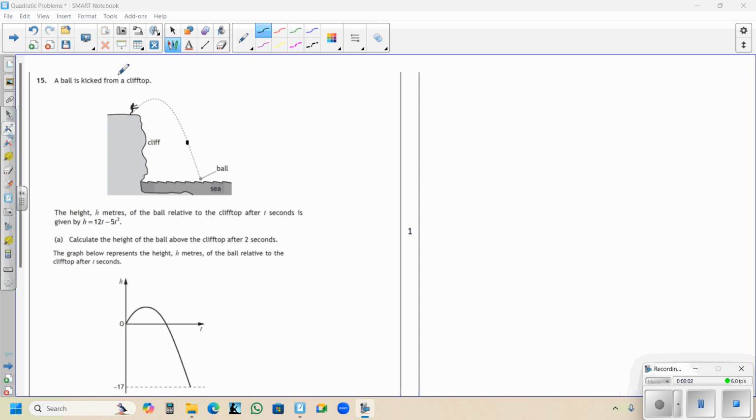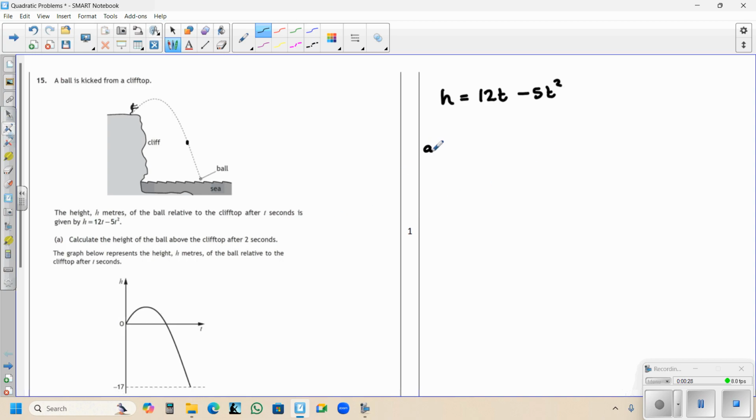A ball is kicked from a cliff top. Now it's there, and it goes down into the sea. It says the height h meters of the ball relative to the cliff top after t seconds is given by... So what that really means is the height of that ball at any time can be worked out if you do 12 times the time, take away 5t squared, 5 lots of the t, the time squared.